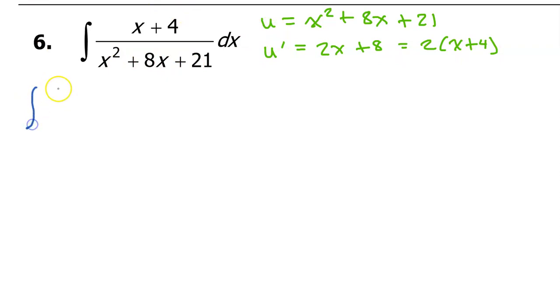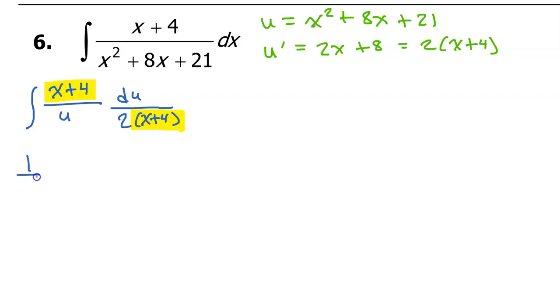So we have the integral of x plus 4 over u. Instead of dx, we write du divided by u prime, which is 2 times x plus 4. So we'll have 2 times x plus 4. And oh look, we have x plus 4 in the numerator and in the denominator. These will cancel out. We also have this 2 in the denominator, which we can put in the front in the next step as 1/2. So now we have 1/2 times the integral of 1 over u du.